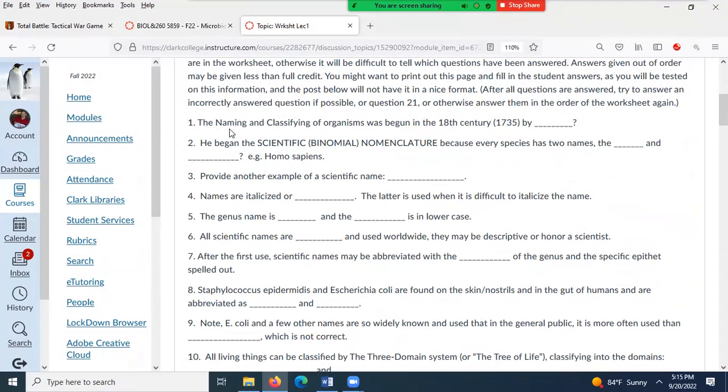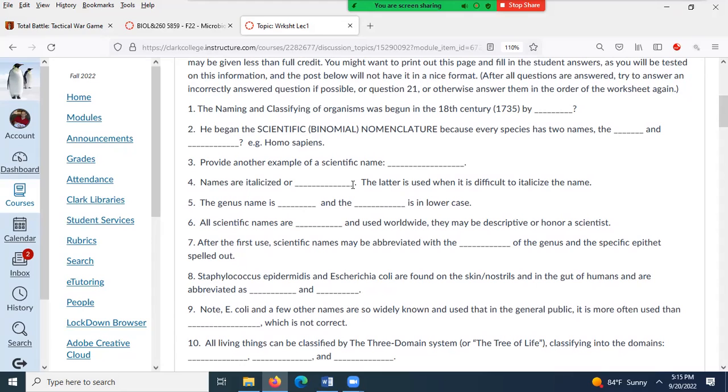It's good if you put the question as well and then put the answer. And then the second student who comes along will go to 2. He began the scientific binomial nomenclature because every species has 2 names, and then you answer what the first name is and the second name of the species. An example is Homo sapiens.